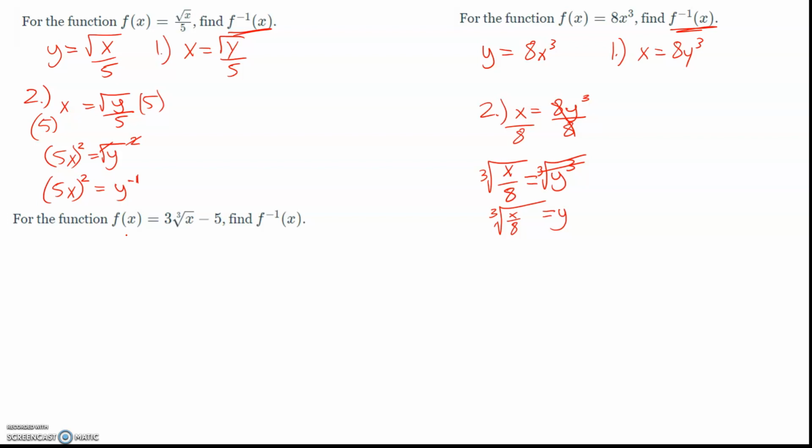So for our last one, we are asked f of x equals 3 times the cube root of x minus 5, and it wants us to find what f of negative 1 of x is, or the inverse. Again, this is the inverse, right?